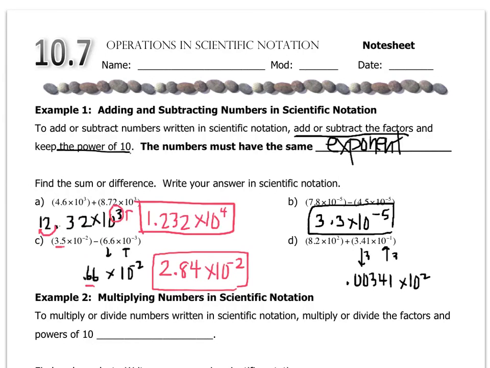And now we add, and I get 8.20341 times 10 to the 2. And luckily it's in scientific notation, so I don't have to do anything to it. If it weren't in scientific notation, I would have to change something like I did in letter A.